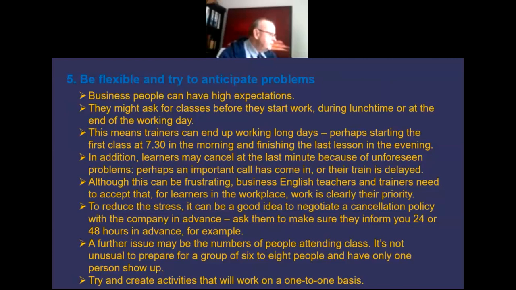A further issue may be the numbers of people attending class. It's not unusual to prepare for a group of 6 to 8 people and have only one person show up. Try and create activities that will work on a one-to-one basis.